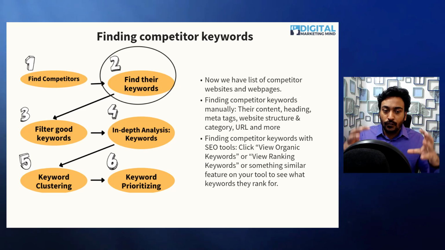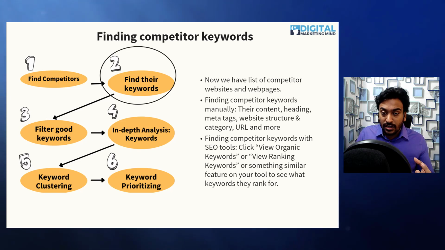Now we have a list of competitor websites and web pages, depending on what type of competitor it is, a competitor website or a competitor web page. Now, finding the competitor keywords manually, we can do it by analyzing their content to see what topics they are talking about, what subtopics they are creating, and looking into their heading structures to see what topics they are focusing on, and what keywords they are using within the headings. We can analyze their meta text such as meta title, meta description, meta keywords, or the meta social properties, all this to see what content they are emphasizing a lot.